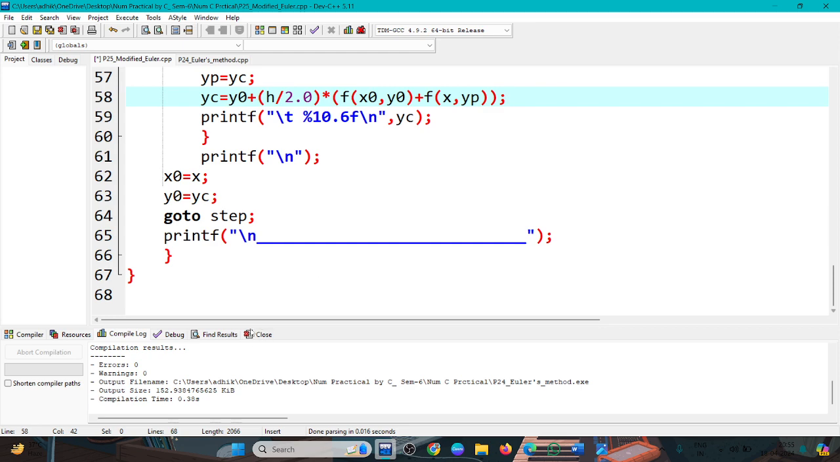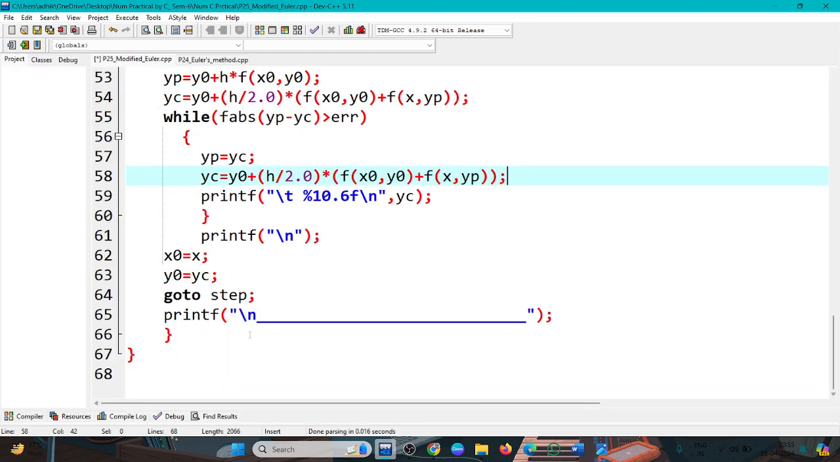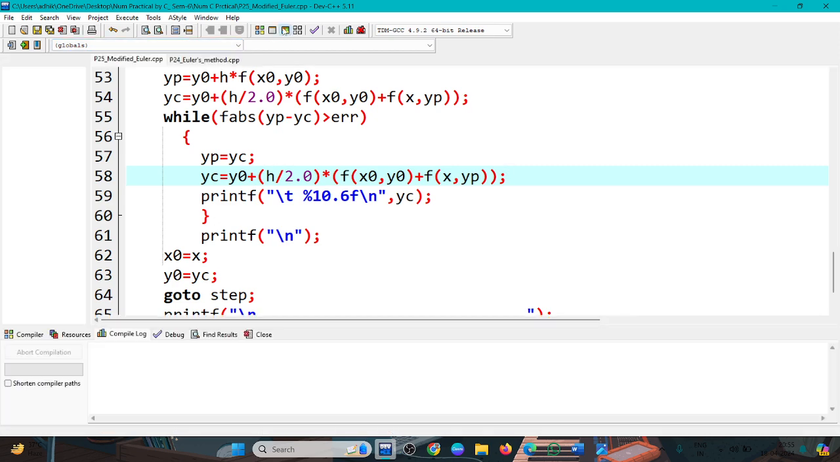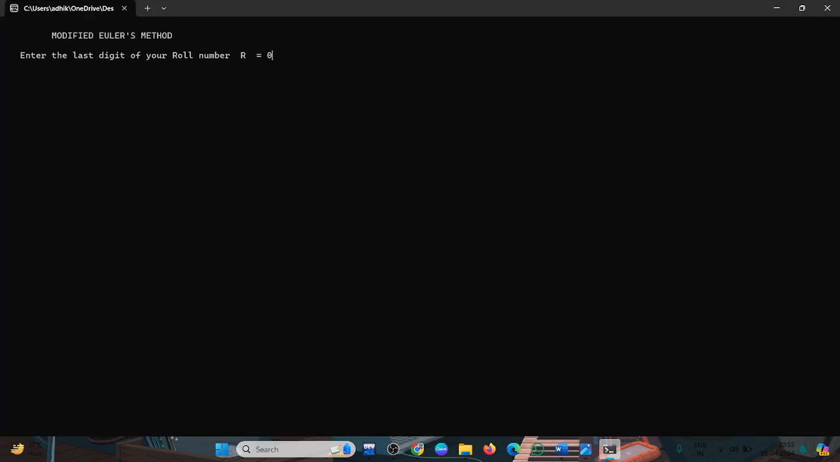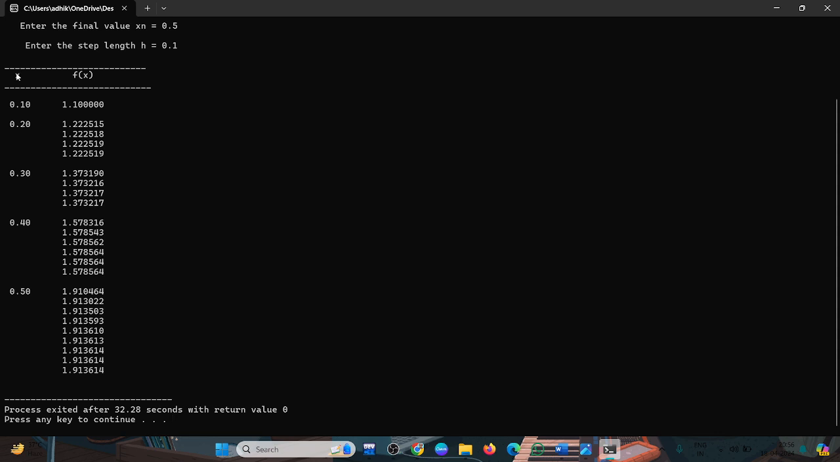First we save this, and then compile and run the program. So this is the modified Euler method. Input r, the last digit of your roll number, say 0. Initial value of x0, according to our problem, x0 equal to 0.1, and the initial value y0 equal to 1.1. Enter the final value xn, say 0.5 here, according to our problem. The step length according to our problem is 0.1.